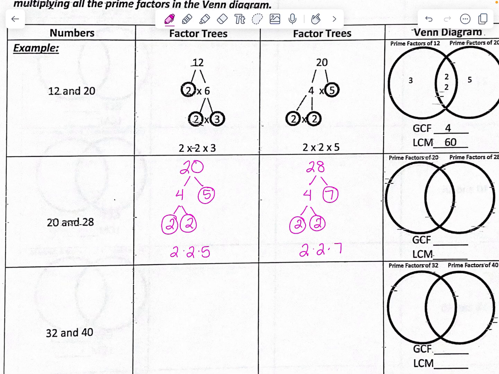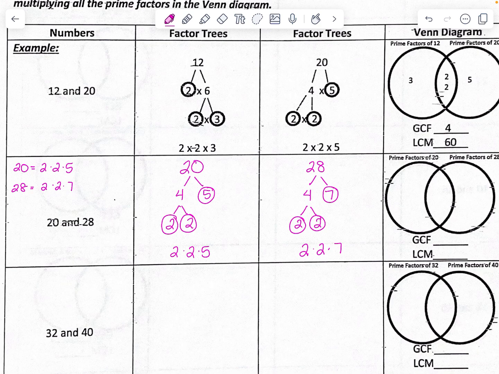The next thing I'm going to do is come back to this first box. I'm going to put 20. I'm going to write 2 times 2 times 5. Then I'm going to write 28. Write it as 2 times 2 times 7. Okay, make sure you're writing this with me.